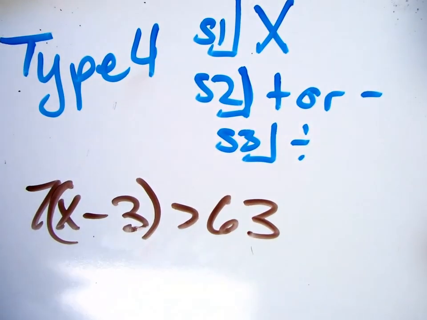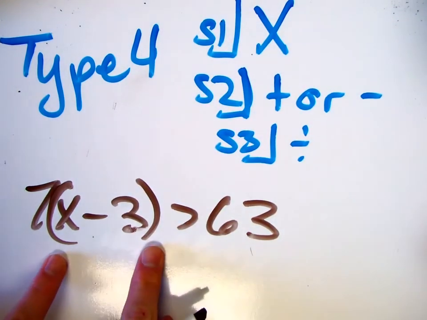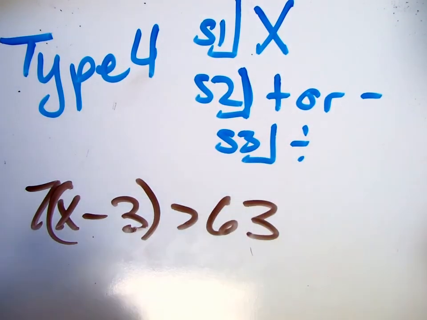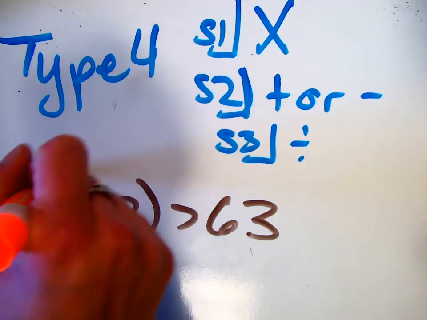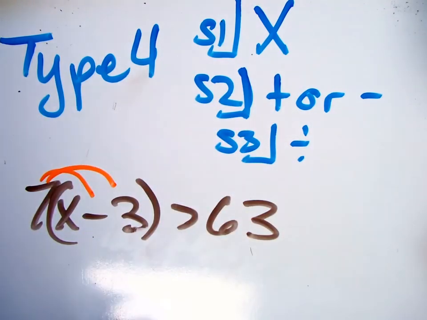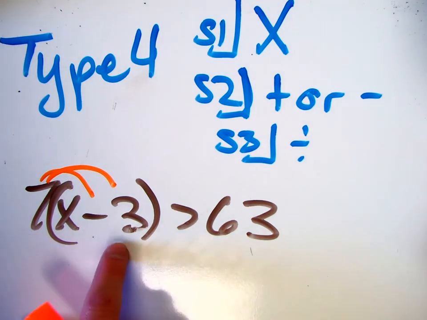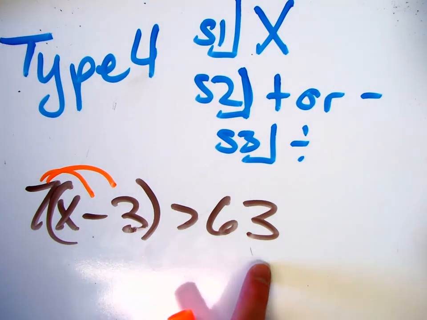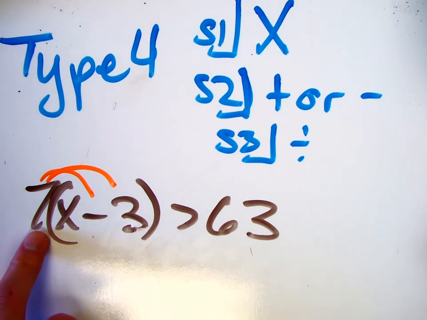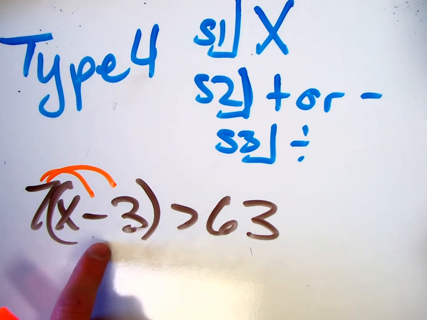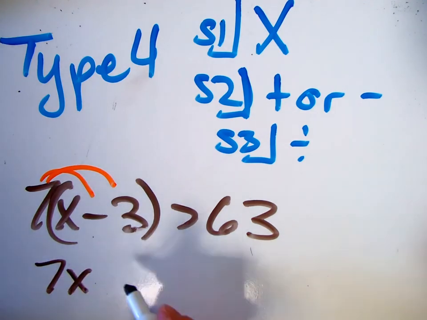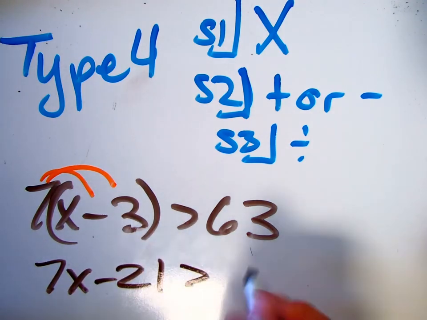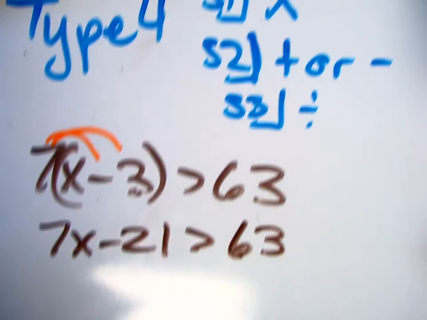Alright, type 4 is actually more of a three-step equation. We're going to multiply first to get rid of parentheses, then we'll add or subtract, and finally divide. So I'm going to take this 7 and multiply it. First example, 7 times x minus 3 is greater than 63. First thing I'm going to do is take the 7 and multiply it to everything inside the parentheses. So I will have 7x minus 21 is greater than 63.